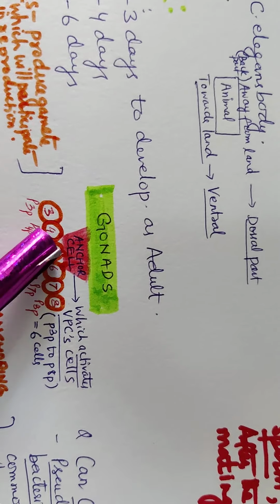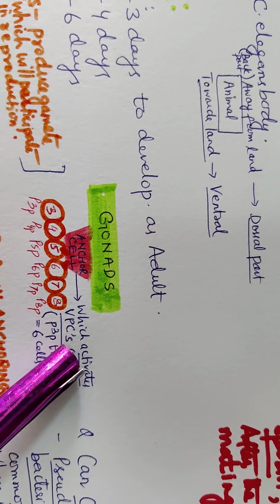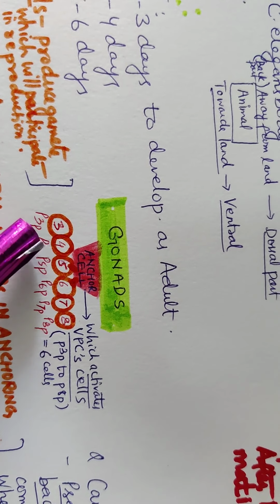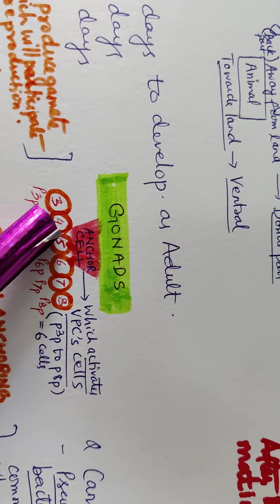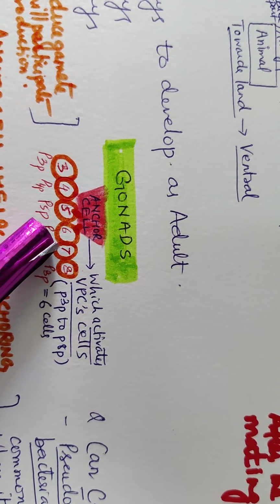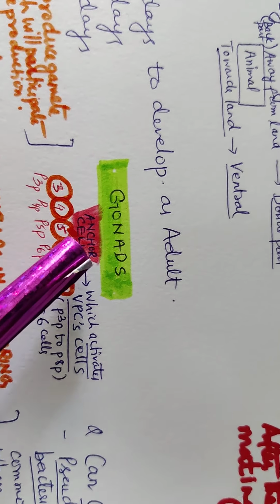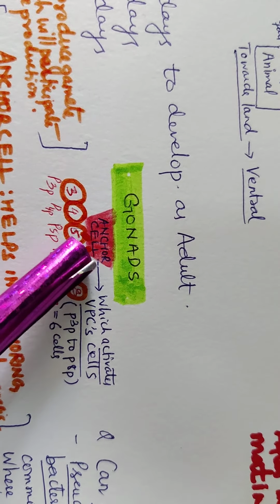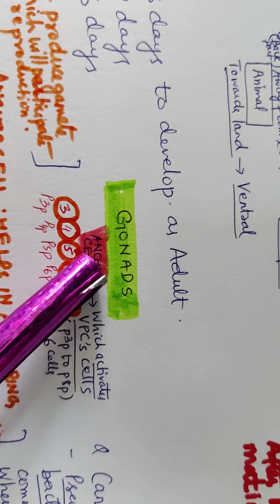VPC cells means vulva precursor cells, which are 6 in number. Here the 6 cells are shown, which are numbered 3, 4, 5, 6, 7, 8. The nearby cell, where the anchor cell secretes a ligand and activates quickly, is the number 6 cell. 5 and 7 are near to it.